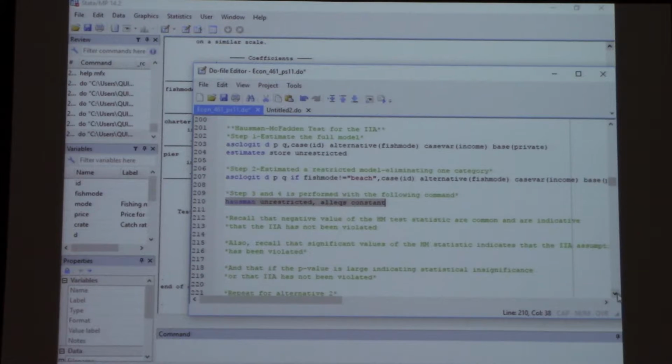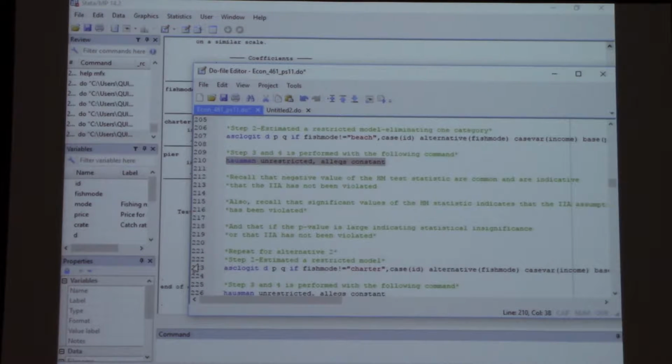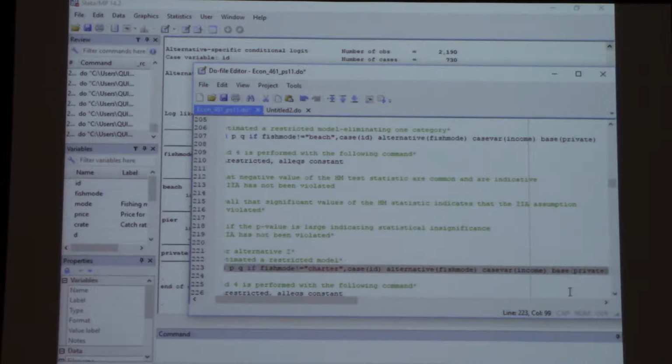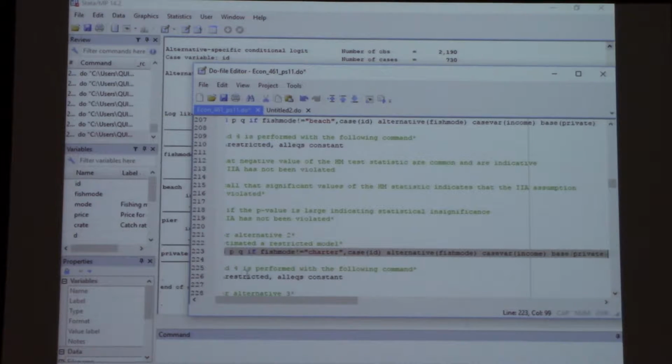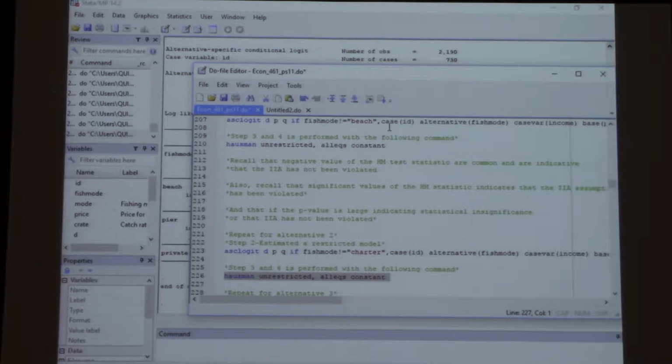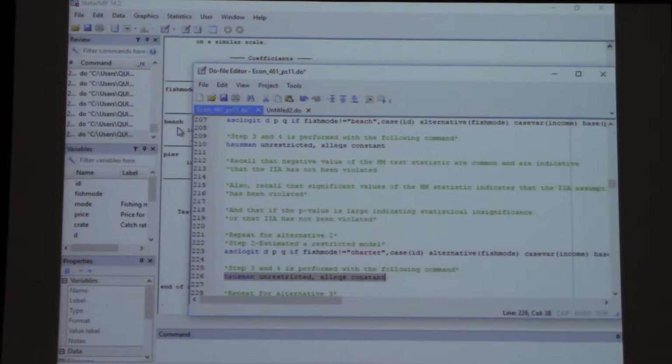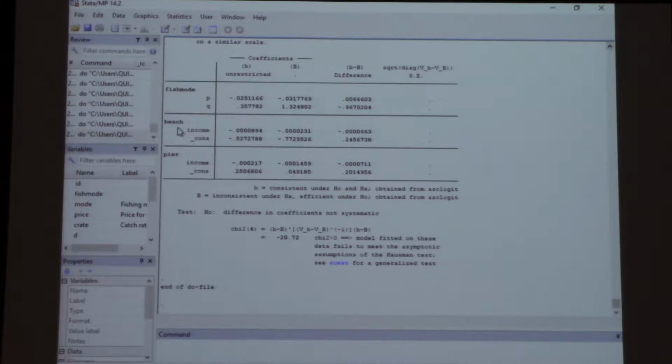This time we're going to eliminate charter. Run the same test. And again, we get a negative Hausman-McFadden statistic, which again indicates that we have not violated the independence of irrelevant alternatives.